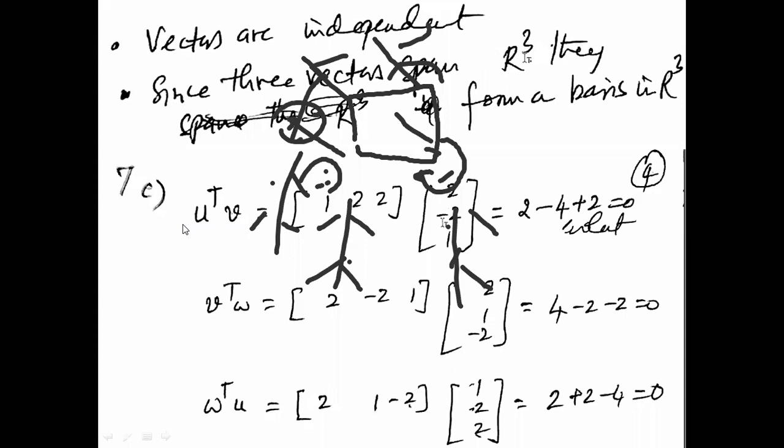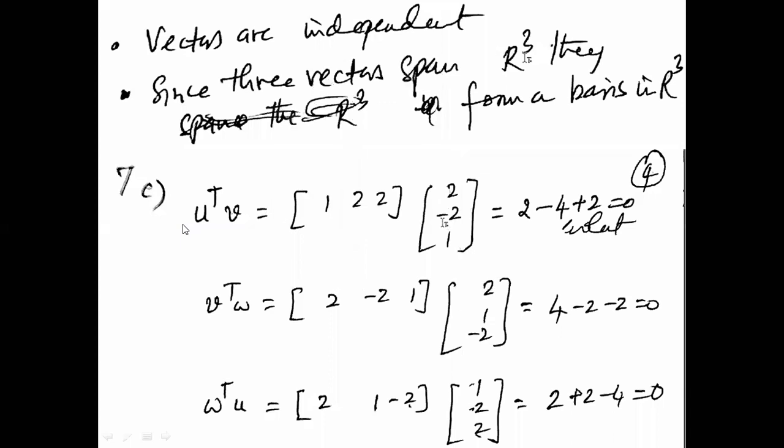So if you are able to see, somebody keeps drawing all this, but if you can still manage to see, you'll see that U transpose is 1, 2, and 2, and V is 2, minus 2, and 1. So that is U transpose V. And if you multiply them, you can see that the answer turns out to be 0.